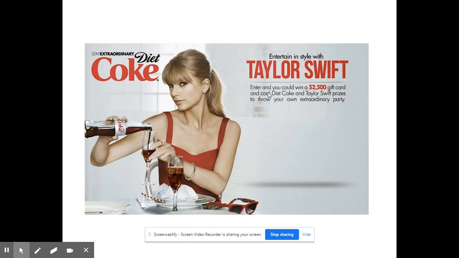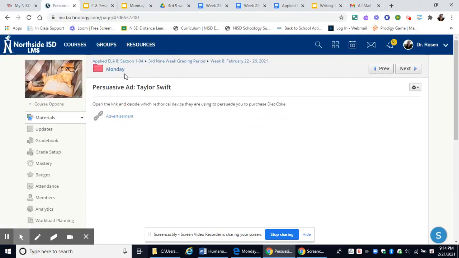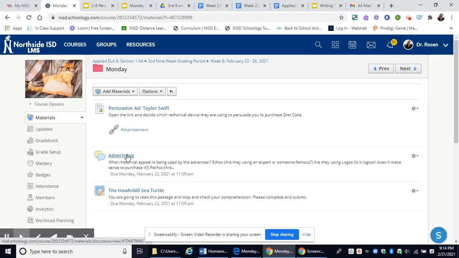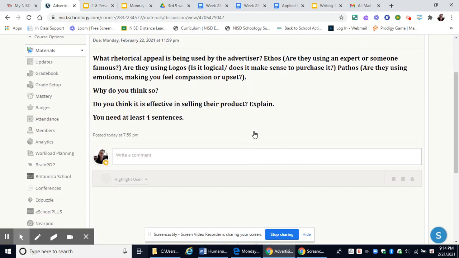We're going to try to read a little bit of what the print says, but really what we're looking for is what kind of rhetorical device the advertiser is using. After you look at the ad for a little bit, you're going to go back to Monday, and in there you're going to find an advertisement question, and it's just a response. This is not for a grade, it's just for us to think about what we're going to be doing for the rest of the week, which is talking about rhetorical appeals that advertisers use to convince you to purchase their product.